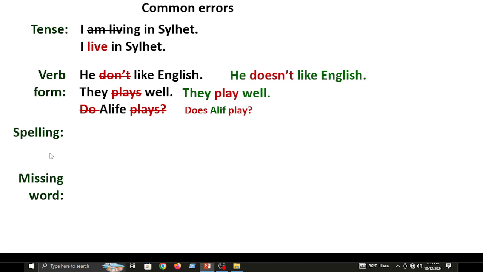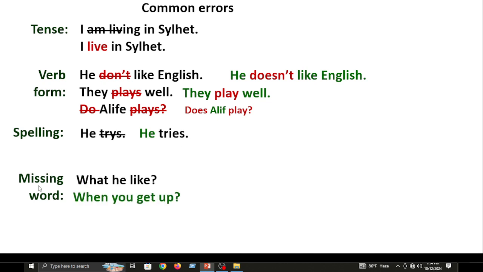Very simple. Spelling mistakes: we saw this earlier. He trys, no, it will be he tries, because the verb ends with consonant and y, so it will be ies. Missing word: what he like? No, it will be what does he like. When you get up? No, it will be when do you get up. So you have to be careful about missing word mistakes, verb forms and tense.